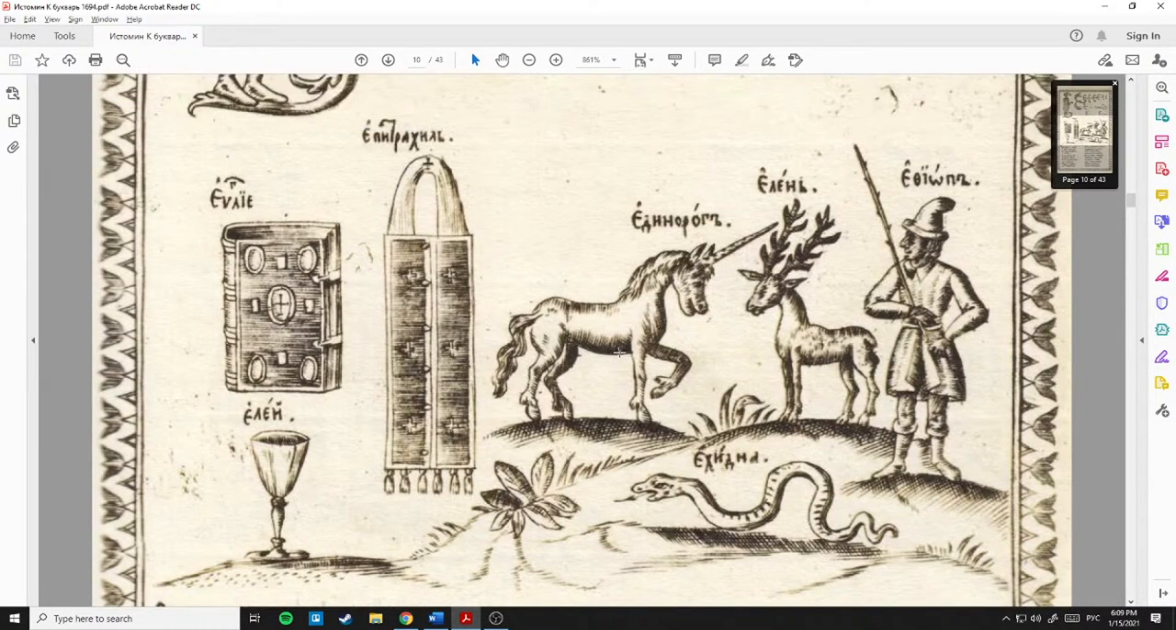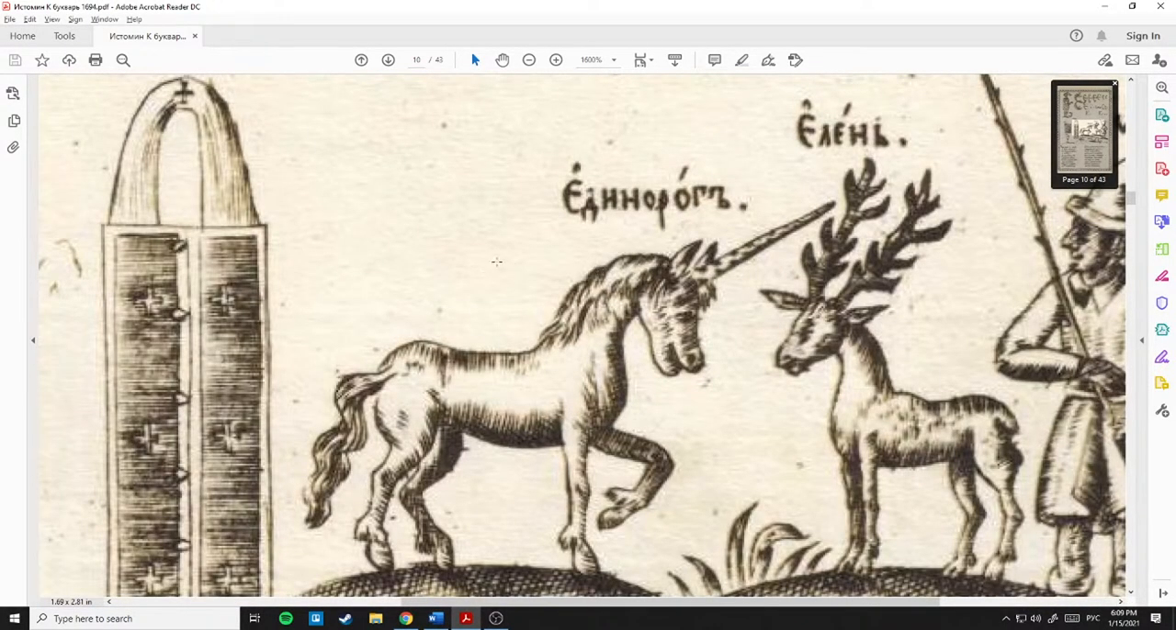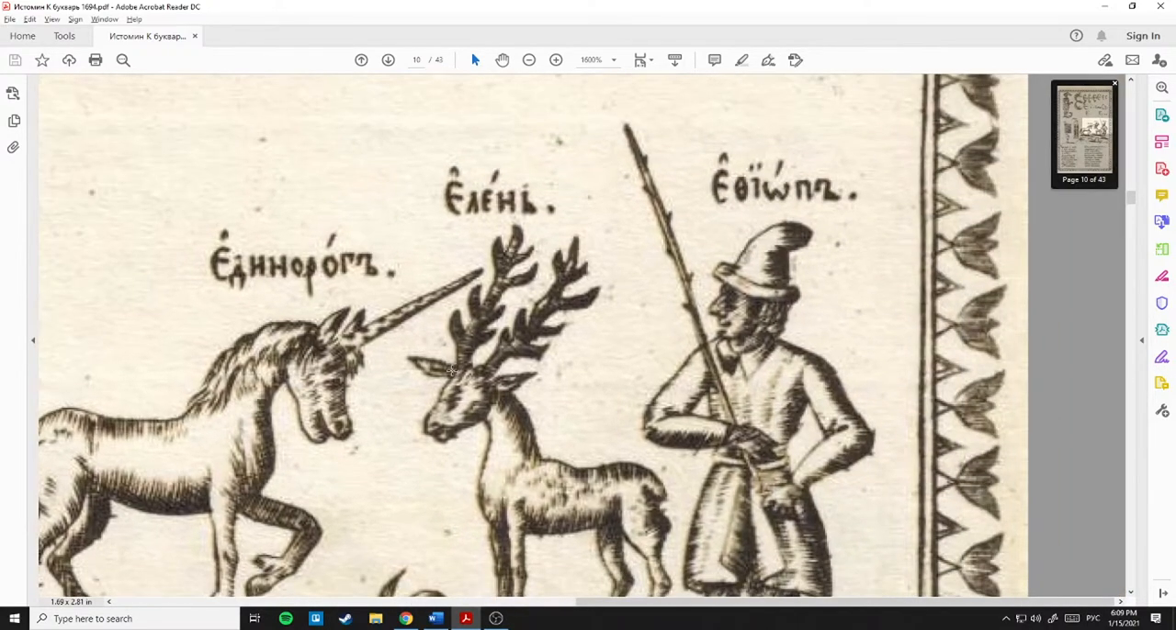Next one, let's take this one. And that is Yedinarog, right? And this is basically the same in Russian nowadays. So Yedina, meaning only or one or uni. And Rog means horn. So this is only horn, or unicorn, basically the same thing. So a unicorn, a Slavic word, they didn't borrow the Greek one, and we go on to the next one.